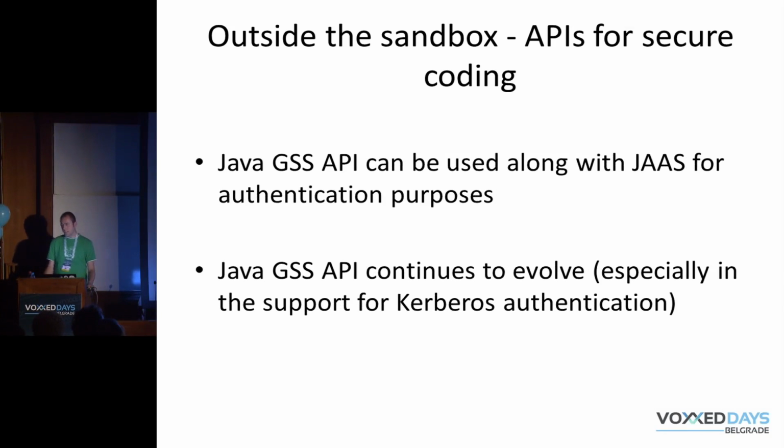And of course, the GSS API can be used along with JAAS for authentication purposes. For example, you can supply a context to the server, and the server can use the mechanisms of JAAS to check whether that information is valid and whether the current user can log into the system or cannot.